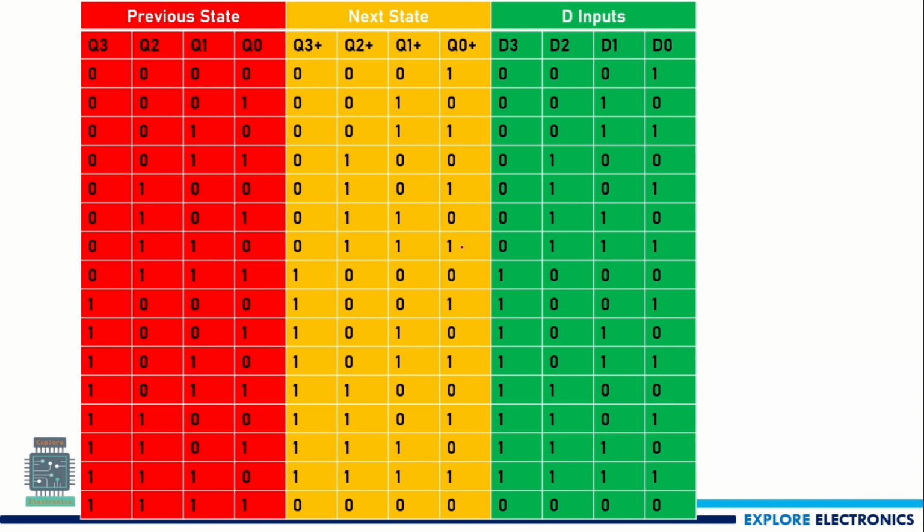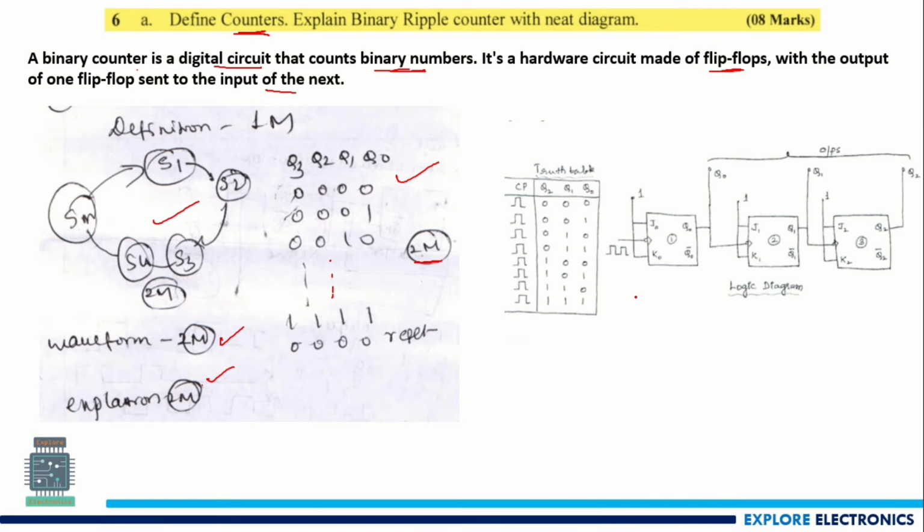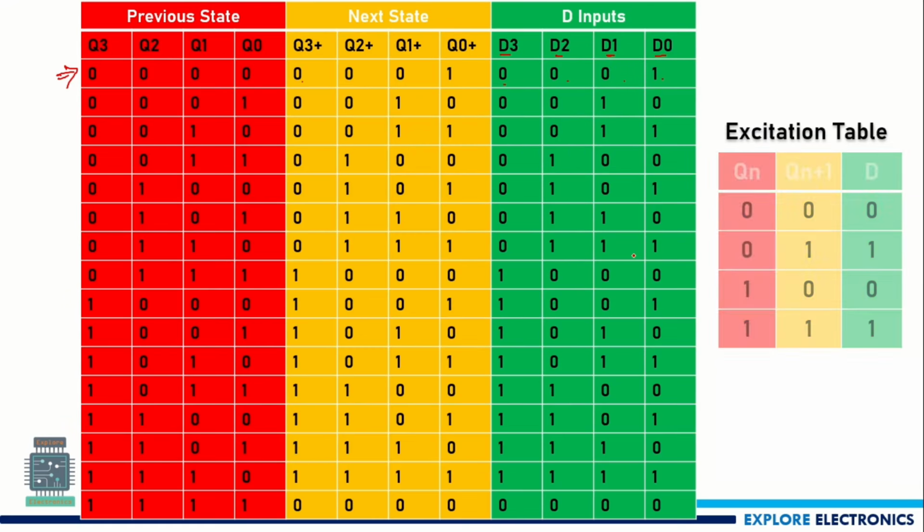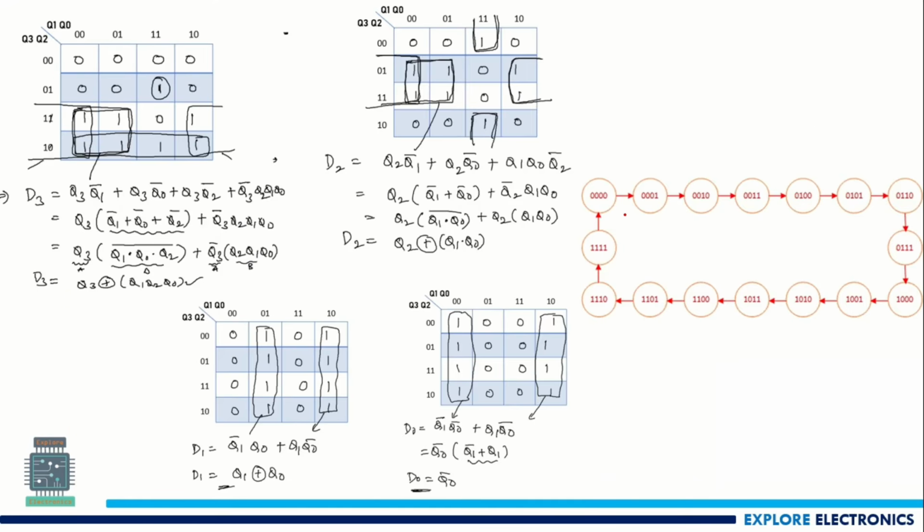Here is the complete truth table. This is the count. If you take the previous state as 0000, the next state will be 0001. My input for the flip-flops D should be this. Since I am taking D flip-flop, that's why I am taking these values. You can take JK flip-flop and implement it also as shown over here. So this is how the state table will be for all the states 0 to 15.